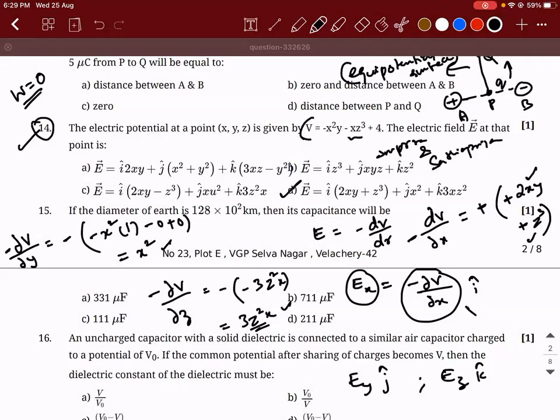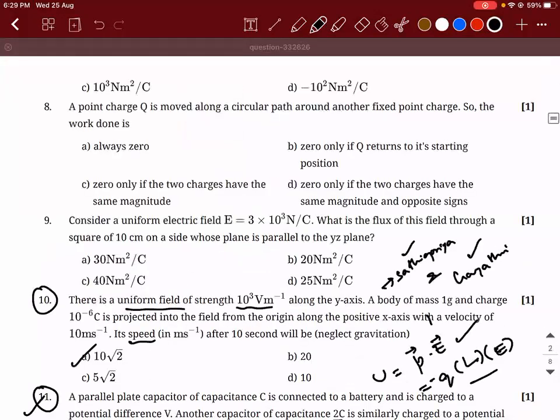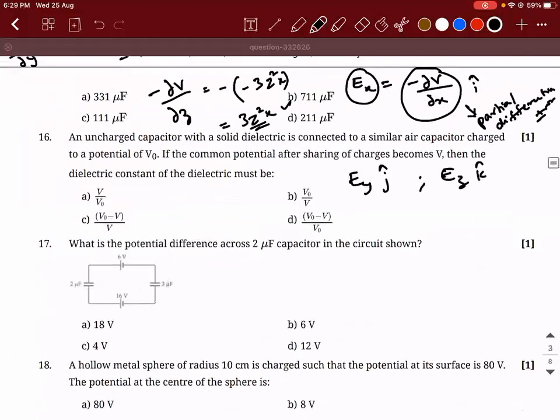Okay, this method is called partial differentiation. This kind of problem is very rare that they will ask. But even if they ask, now you can handle it, provided you understood.